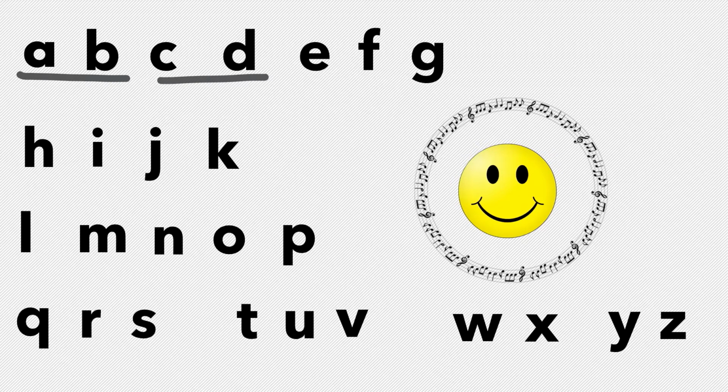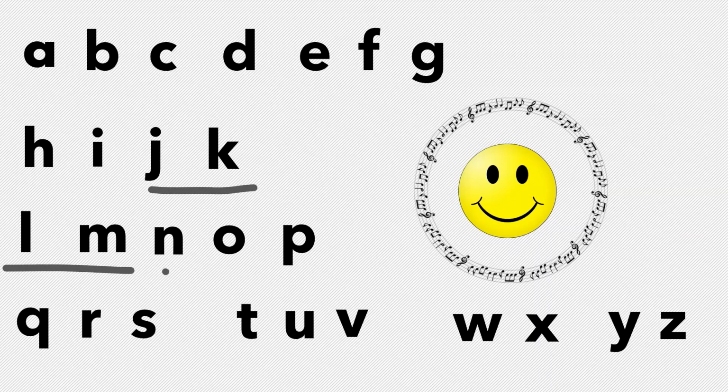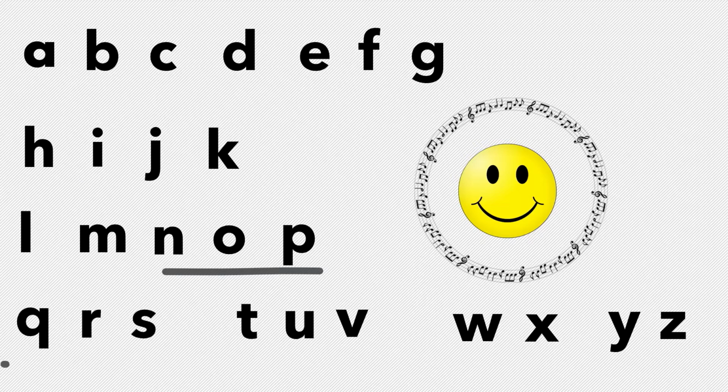A, B, C, D, E, F, G, H, I, J, K, L, M, N, O, P. Q, R, S, T, U, V, W, X, Y, and Z. Now I know my ABCs. Next time won't you sing with me?